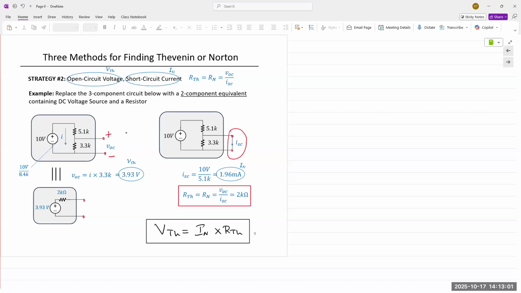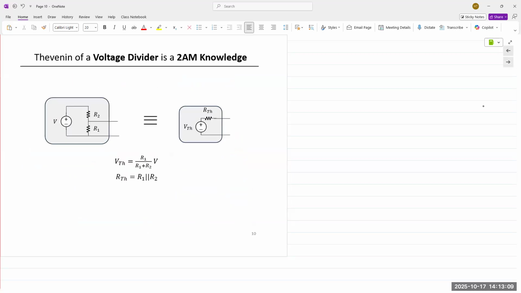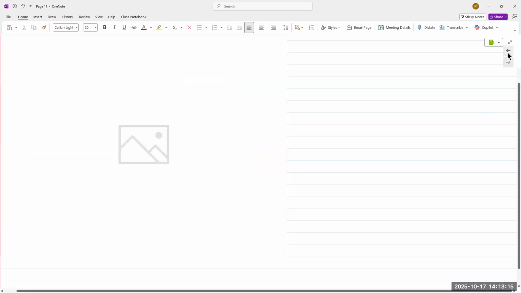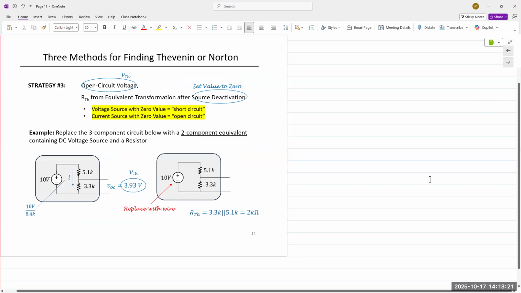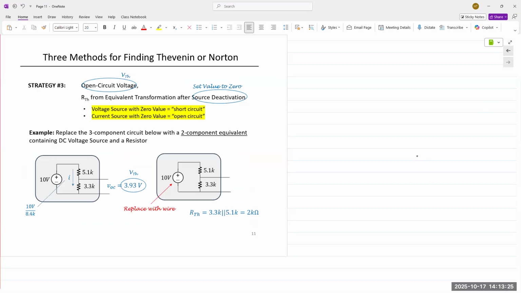Okay. Voltage divider, we'll look at that just a little bit afterwards. Okay. First, trying to find VOC.